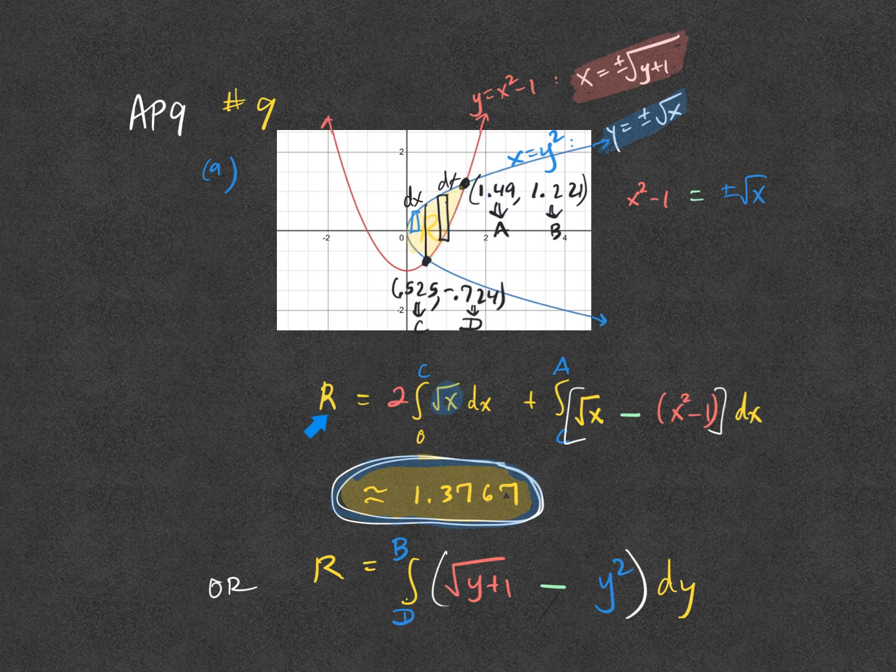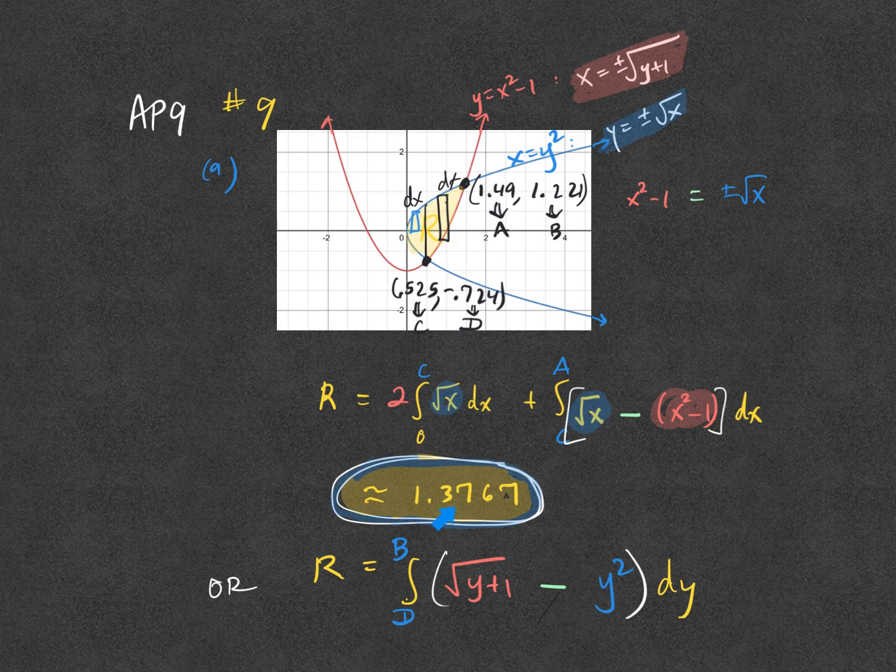Alright, so the area of region R, the yellow region, first we'll go from 0 to this x value, which is C, and we're just doing up in the quadrant 1, so I'm going to double that region. And then we're going to add these representative rectangles from this x value to this x value, which is C to A, so the integral from C to A of the top curve minus the bottom curve. And we get 1.3767-ish.